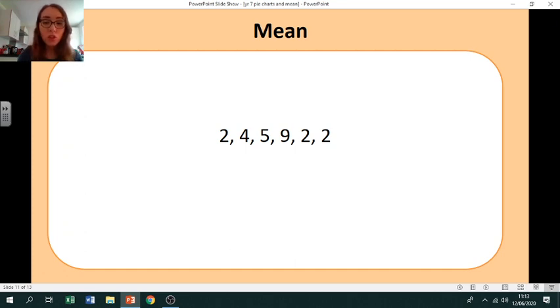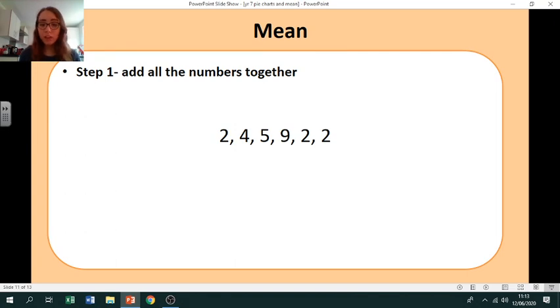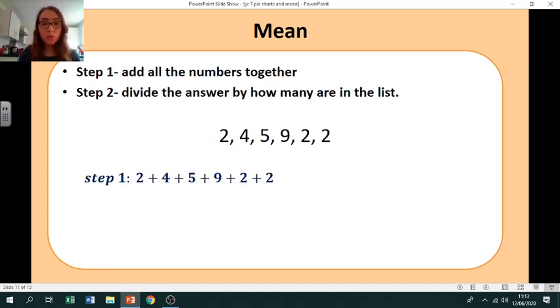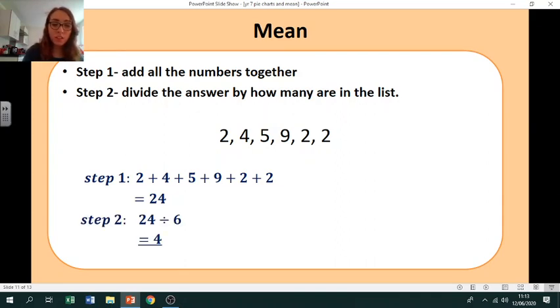We've got the numbers 2, 4, 5, 9, 2 and 2. So step 1, we add up all the numbers. If we add up all the numbers, you should get 24. We've added those up, so we now have to divide by how many there are in the list. You should see there are 6 numbers in that list. 24 divided by 6 is 4. So the mean of that list of numbers is 4. As simple as that. Add all the numbers together, divide by how many there are.